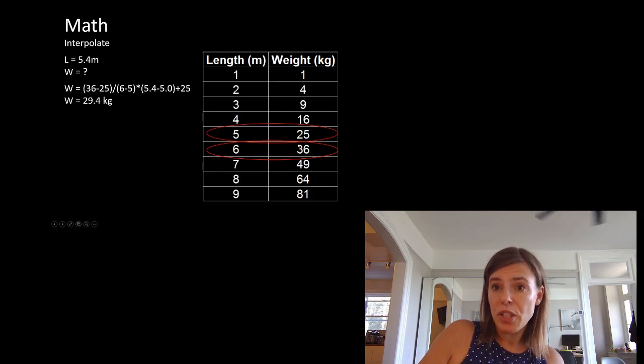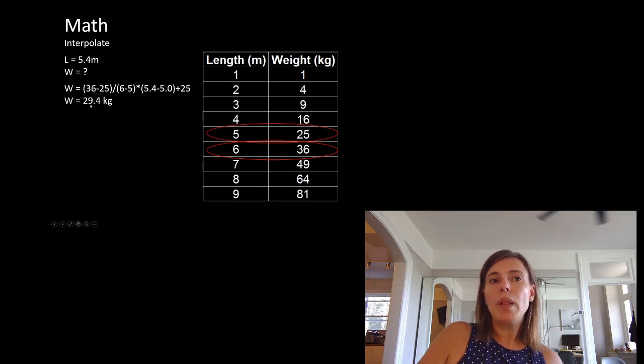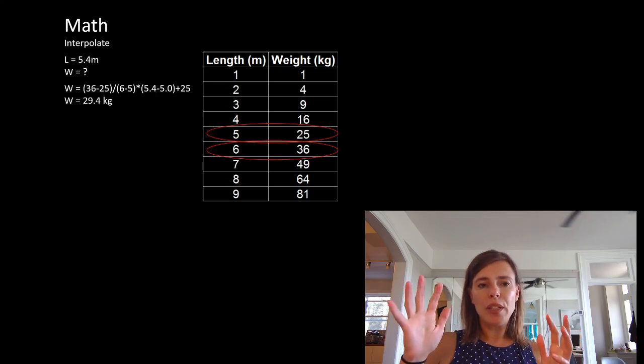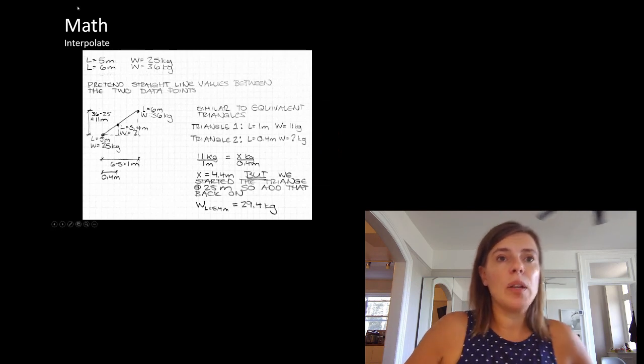Multiply it by that ratio we just figured out, and then we have to add back the 25 because we were figuring out something between 5 and 6. When we plug all that in, we get 29.4 kilograms. I know, this one's really abstract. Interpolation is something you get or you don't. But here it is worked out a little bit more.